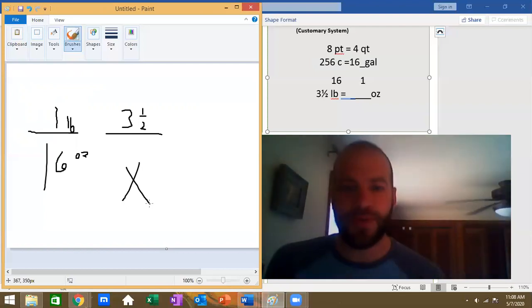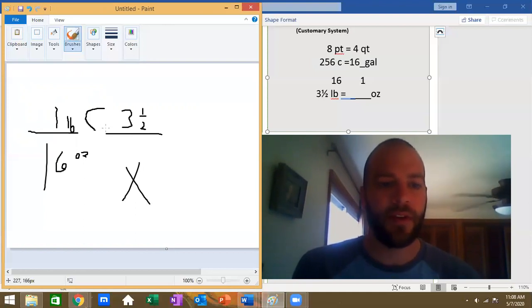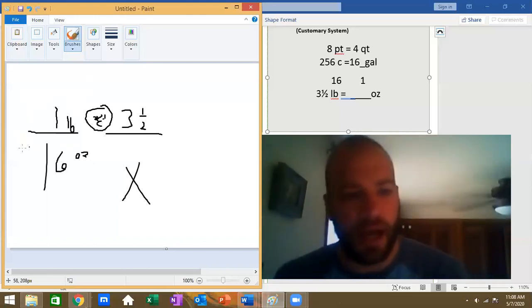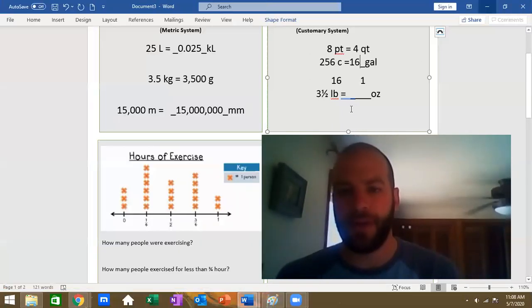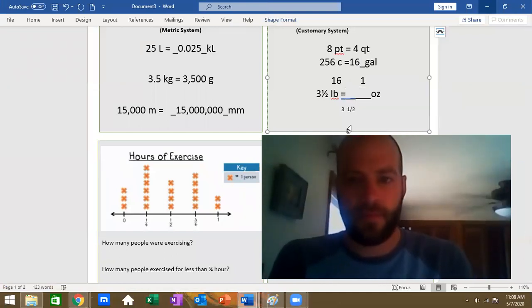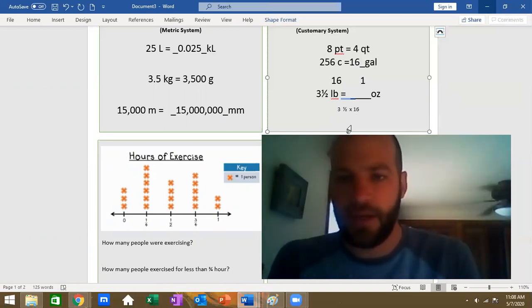Well, how do you do that? We don't just have 1 pound. We have 3.5 of them. So it's just like equivalent fractions. Whatever you did on top, and this relationship is times 3.5, you just have to do the same thing on the bottom. So 3.5 times 16 will tell us the answer. Okay? So how do you do that?